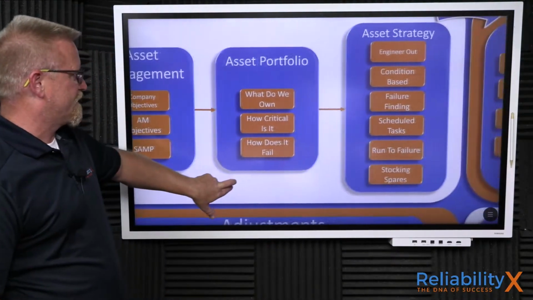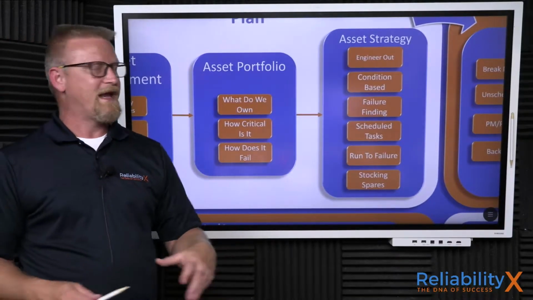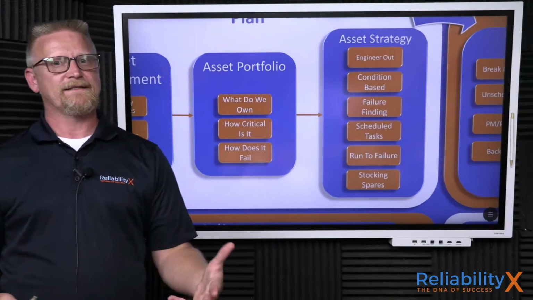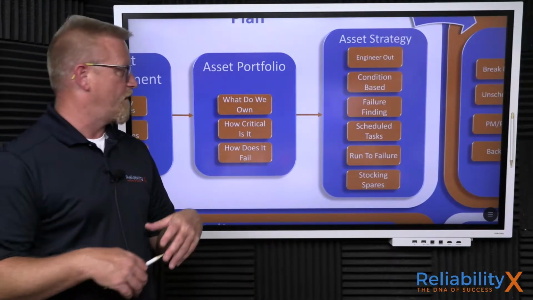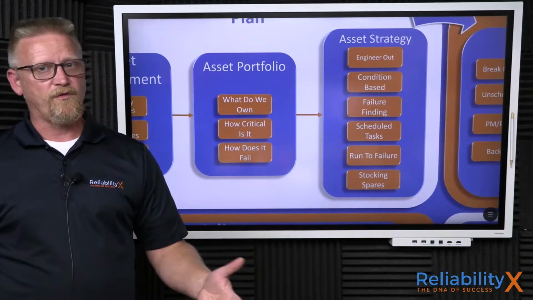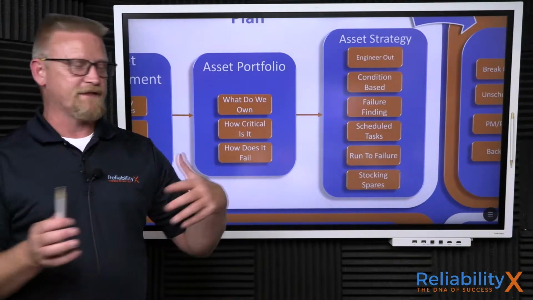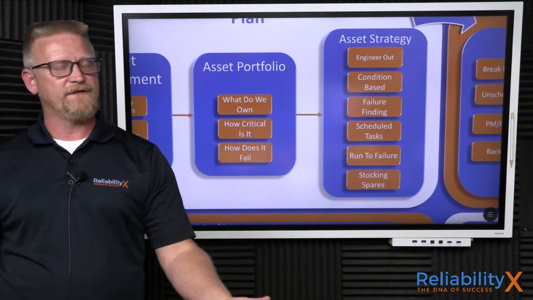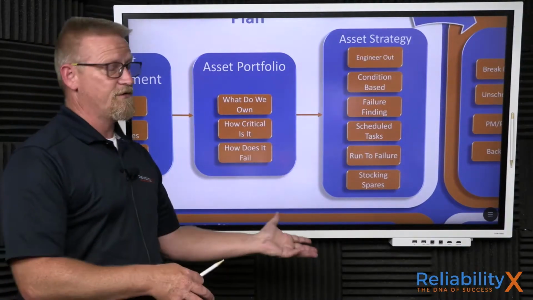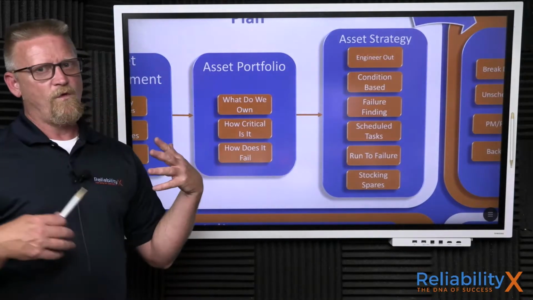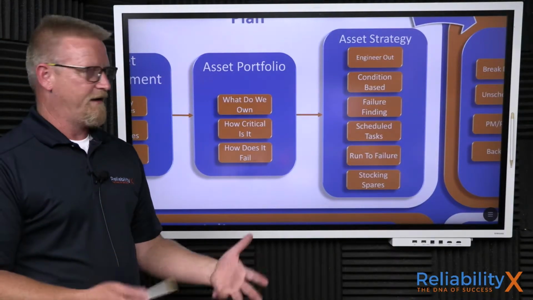So in the asset management system, now that we have some goals, we have to understand what those goals are against. And that's our asset portfolio. This is what equipment exists, what intellectual property, if it's IT, if it's just production stuff, if it's facility stuff and production stuff, if there's no production stuff and then you have just facilities. This is what do I own, how critical is it, and how does it fail?